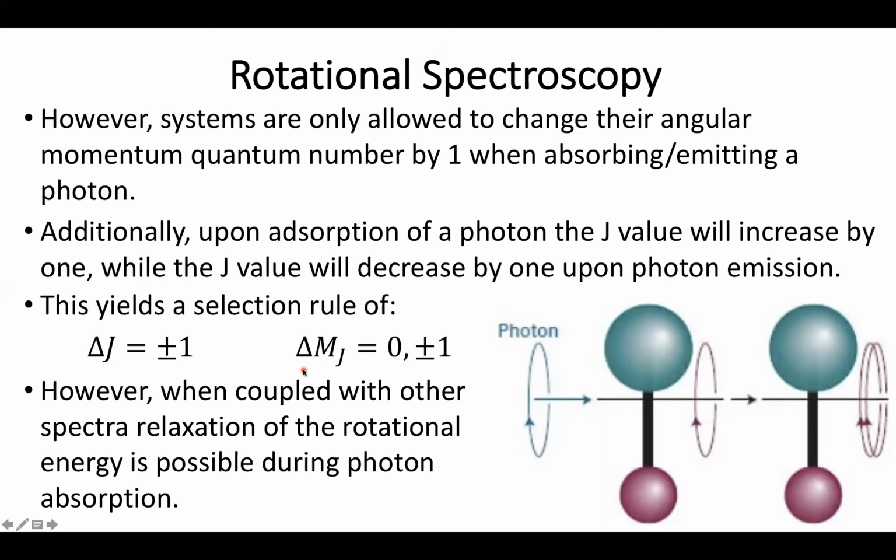However, it is worth noting you can couple rotational spectroscopy to electronic excitations or vibrational excitations. When this happens, it's possible for, say, a photon absorption to actually cause a decrease in the angular quantum number. We'll talk about this in much more detail in 2 lectures.